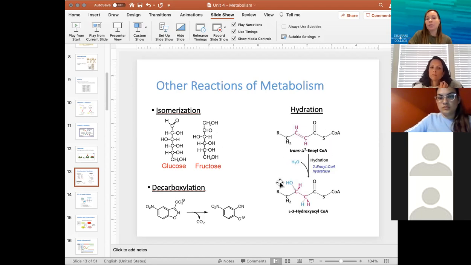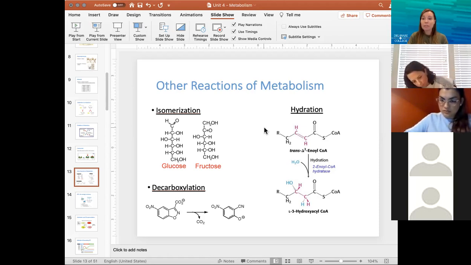Hydration. This shows you a hydration reaction. Can you see what's happening here? This is what you're starting with, and this is what you're ending with. Look at the middle. This is the actual reaction. What's going on? You are adding water. Yep, this is the addition of a water molecule.